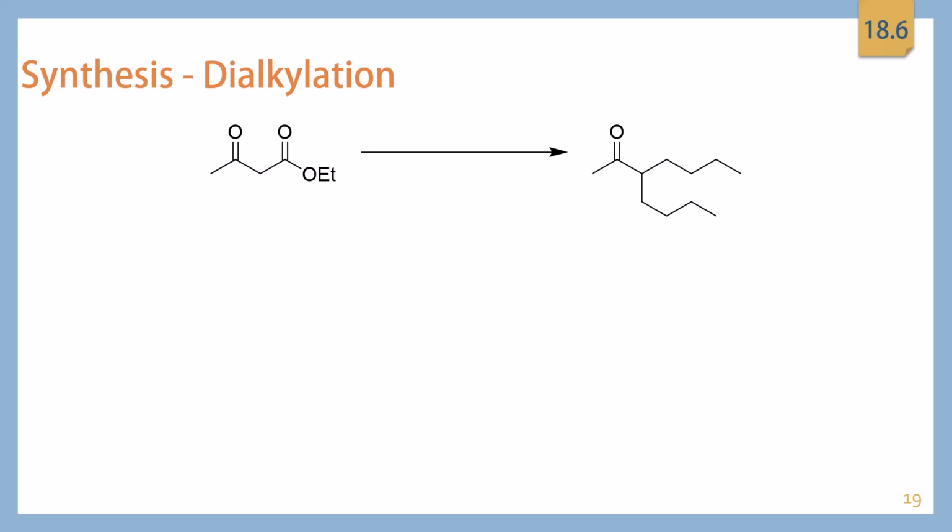What if we wanted to create a more complicated one? So in this case, notice we have a whole lot more carbons added on, but we're not going to keep this, right? That's not part of the acetoacetic ester synthesis. So both of these carbon groups that we're adding on are being added on through an SN2 reaction. And they are both 4 carbon segments.